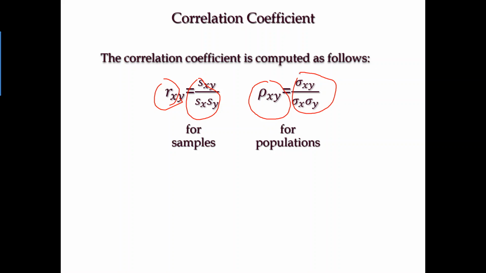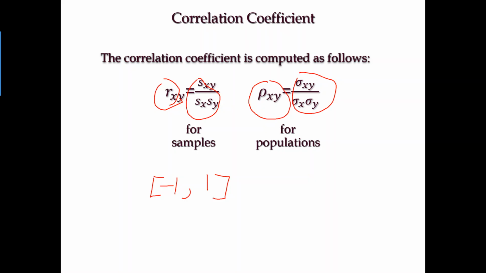So we only have one formula you need to remember, and that formula can be used for both sample and population. The range for the correlation coefficient is not negative infinity and positive infinity. The range for the correlation coefficient is between -1 and +1. Having this limit is good.